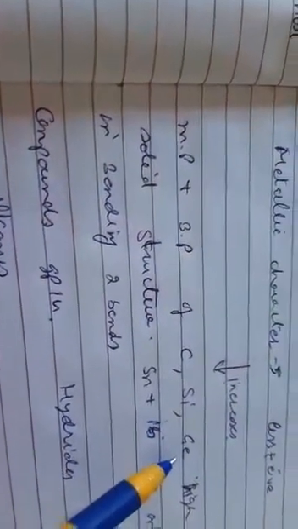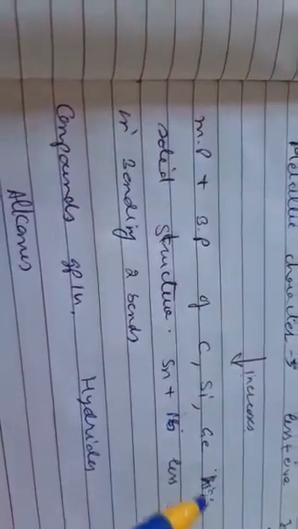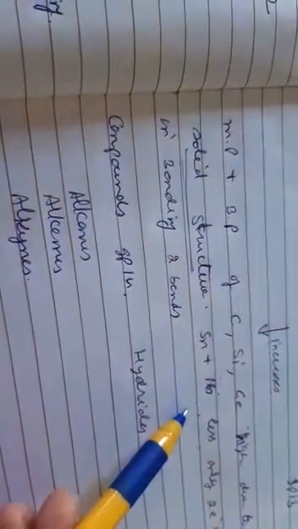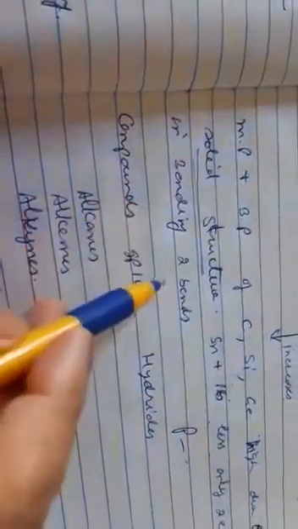Then their melting and boiling points. Carbon, silicon, and next germanium have high melting and boiling points because of their solid structure. Tin and lead have lower melting and boiling points because, as we have earlier discussed, only the electrons present in the p orbital are involved in bond formation. So only 2 bonds are formed by tin and lead. That's why their melting and boiling points are less as compared to carbon, silicon and germanium.